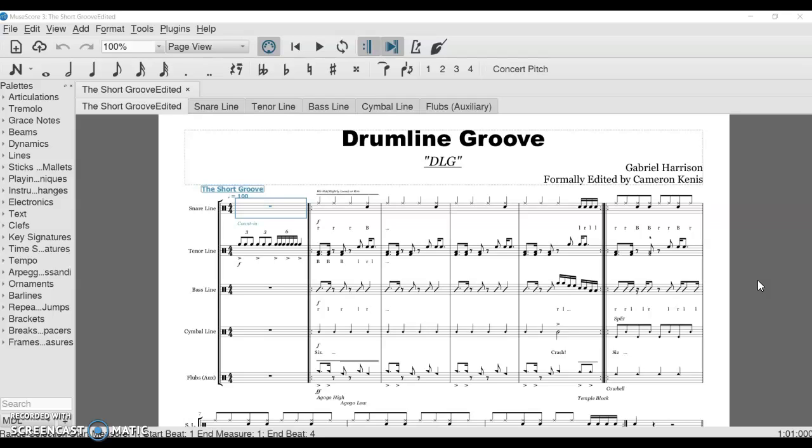So the first cadence we're going to be looking at is this drumline cadence called Drumline Groove, and it is on MuseScore. This is one cadence that I was going to do with you guys, but I never got around to it. So we're just going to listen to the first little bit here.